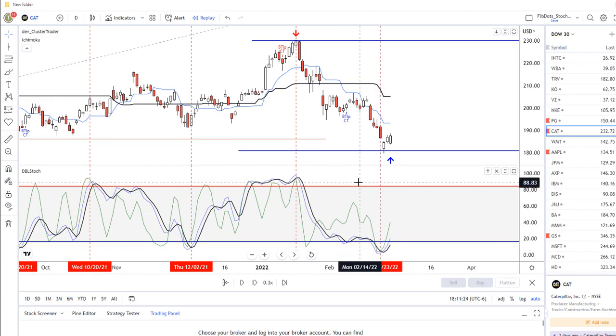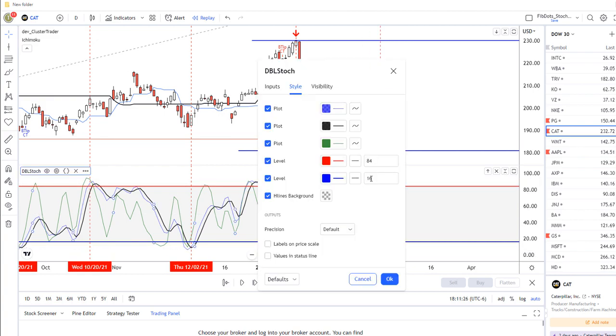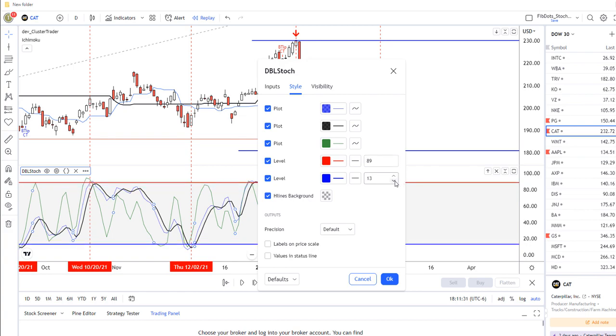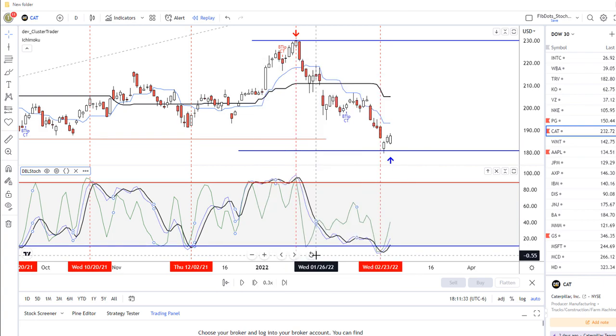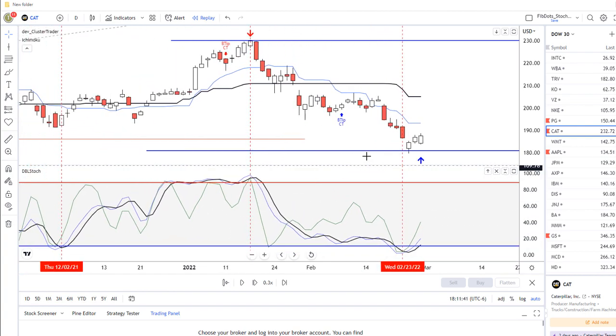So if we really wanted to get extreme, we could come into our double stochastic, and instead of 84, we could rally this up to 89. We could move this down to 11. Now we're really only able to recognize the really extreme overbought and oversold conditions. So part of the requirement would be all 3 of these have to be above red. All 3 of these have to be below blue. And I prefer if they flatline. Okay, so for me, flatline is when they press and then they go flat. So they'll go completely sideways down here.